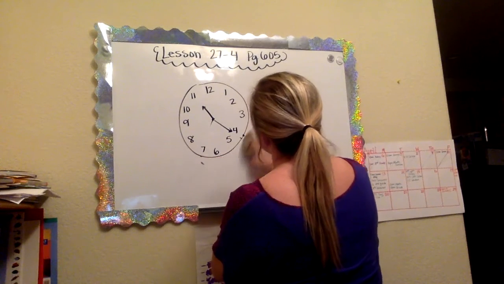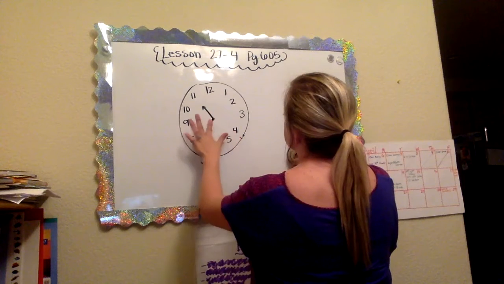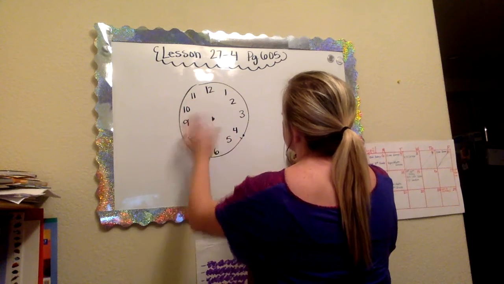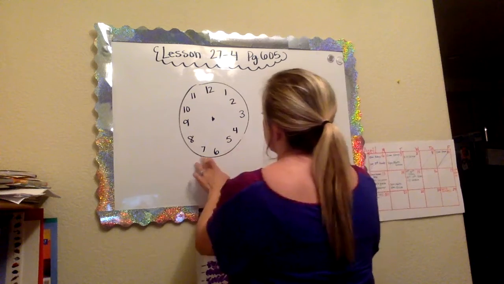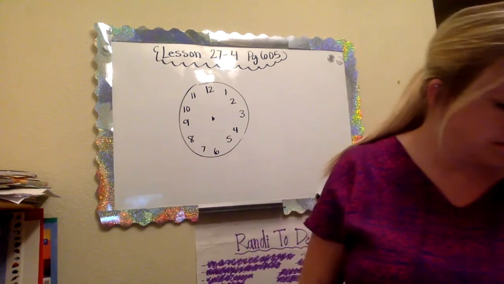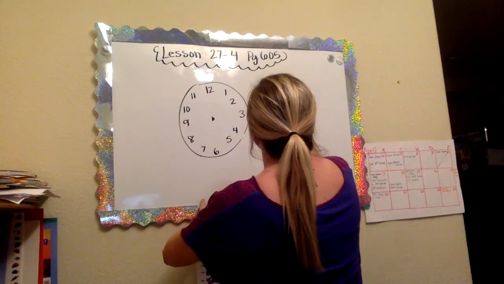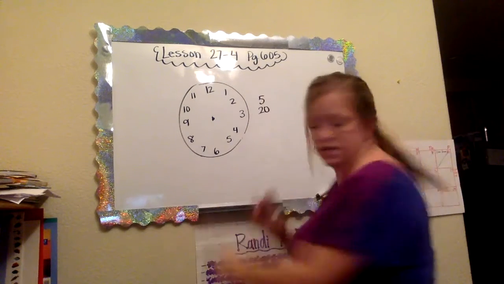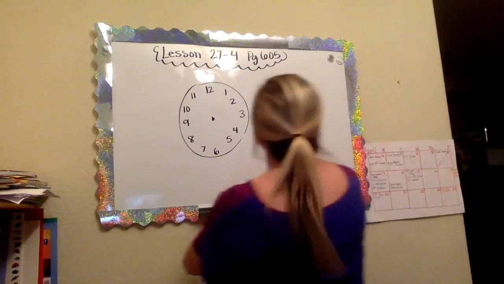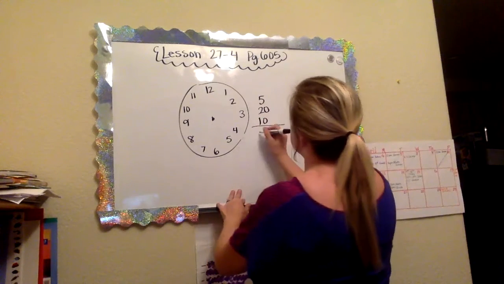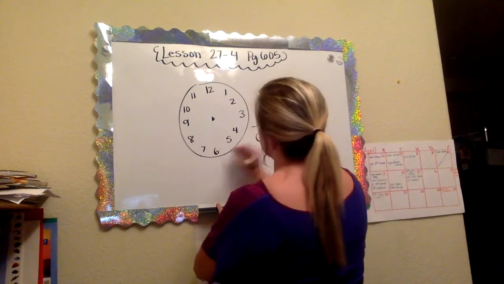Erase this. Erase those hands. And we're ready to start fresh. Okay. All right. So he walks 5 minutes. Stops at the store for 20. Walks 10 minutes. And then after all this, he gets there at 6 p.m. So maybe this is a better way to put it so it makes more sense.